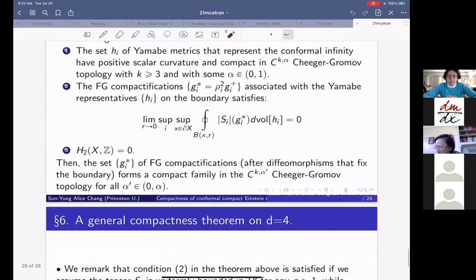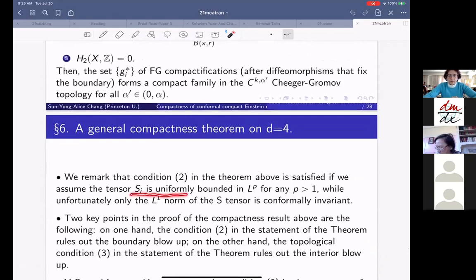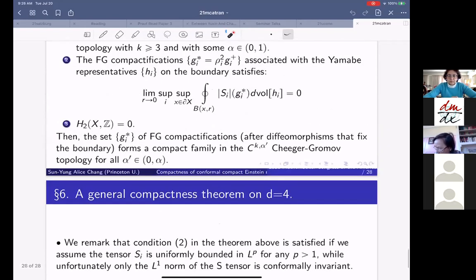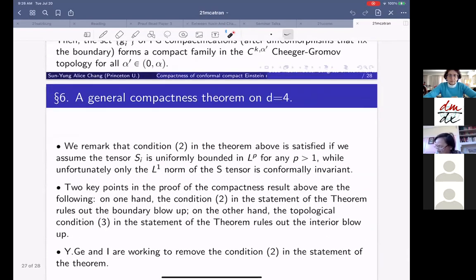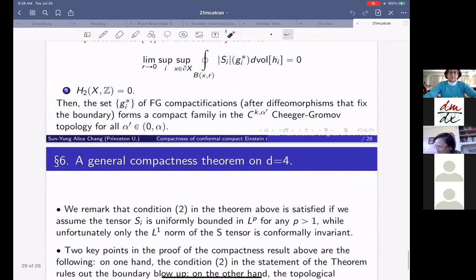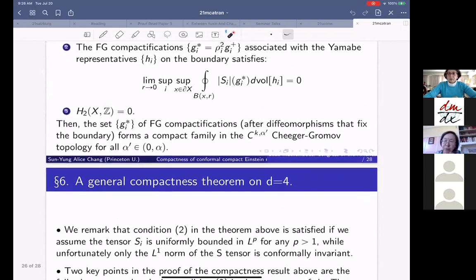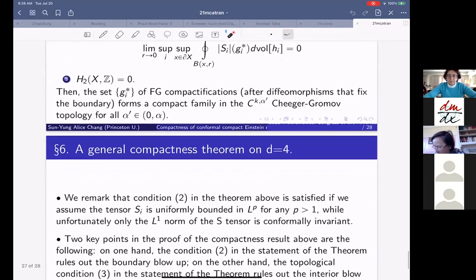Condition two is satisfied if my S tensor is bounded in LP for any P bigger than or equal to one, because it's a local condition, and I only need this locally in a small ball. On the other hand, the result is not satisfactory in a sense: only the L1 norm of S is a conformal invariant. So we impose condition two, which is not a natural condition, not a conformally invariant condition. With this condition put on, we have the compactness.